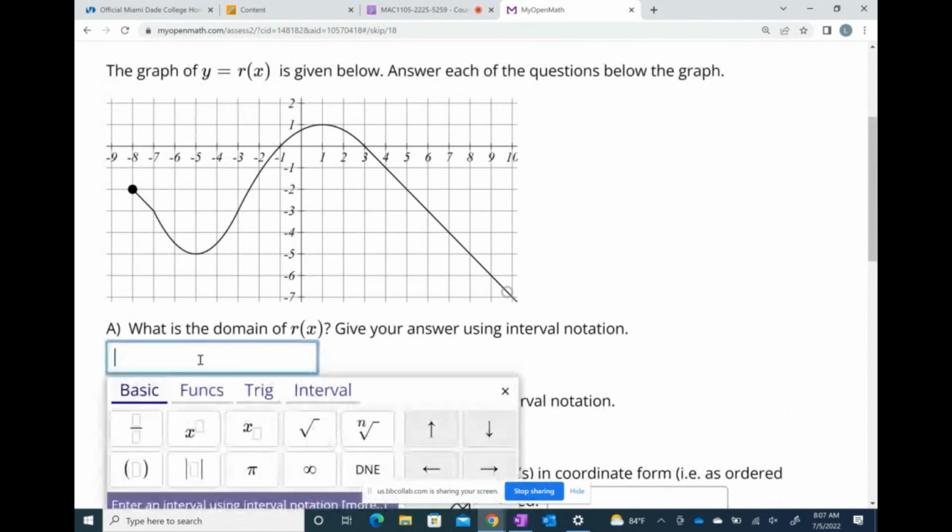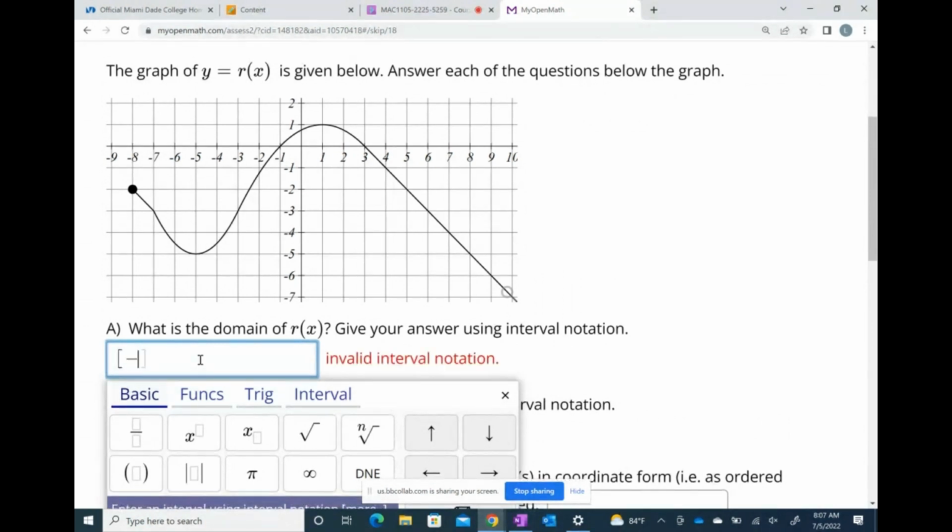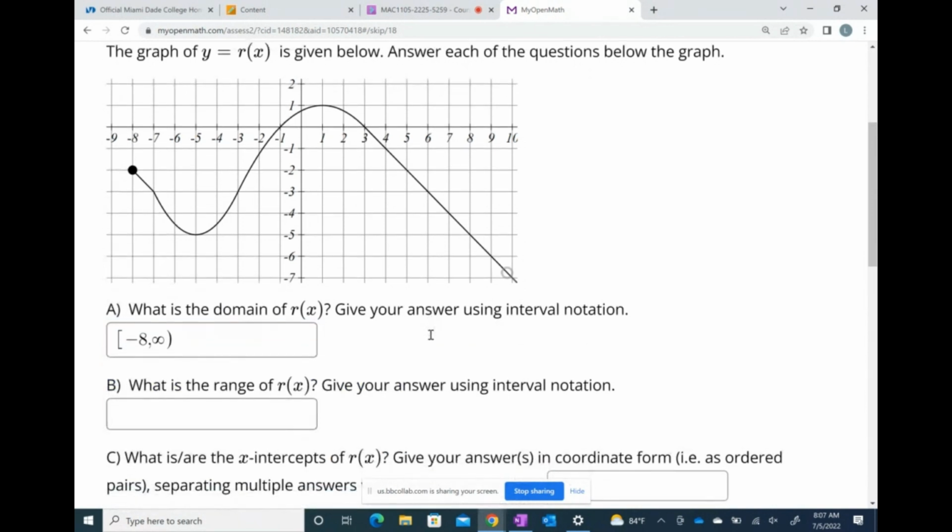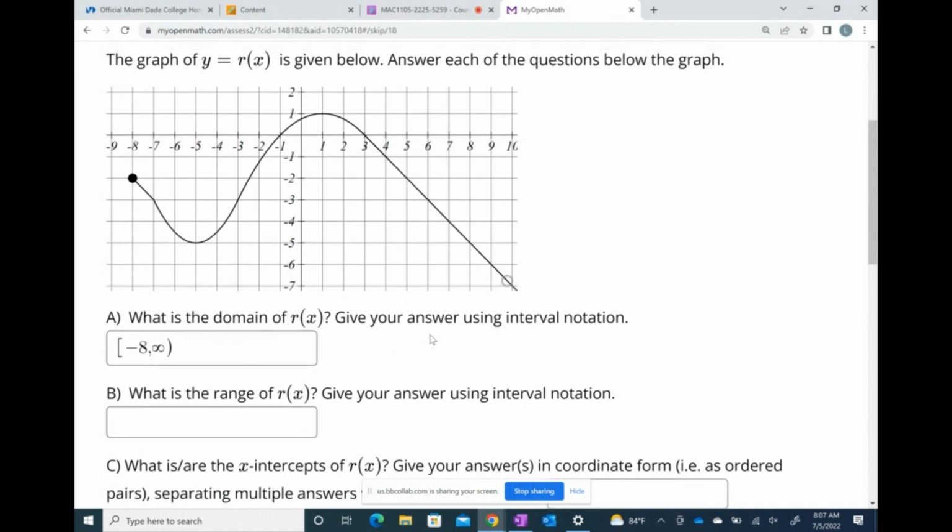All right, so should I include negative a? Yeah. Okay, good. So that will be negative a comma infinity. Okay, good. Everybody okay with this? Remember, you have to look at the x-axis for this. How about the range?